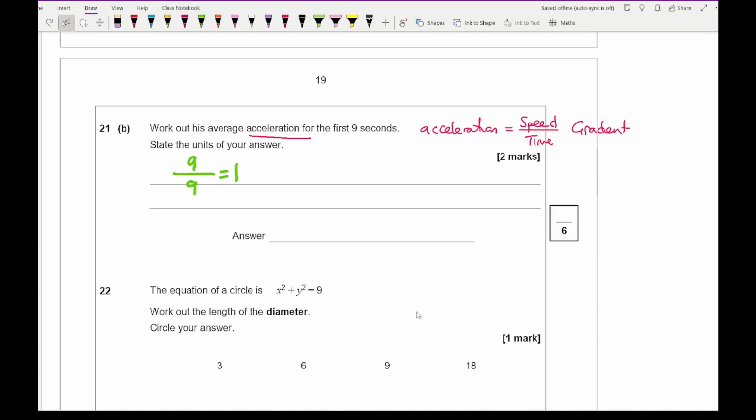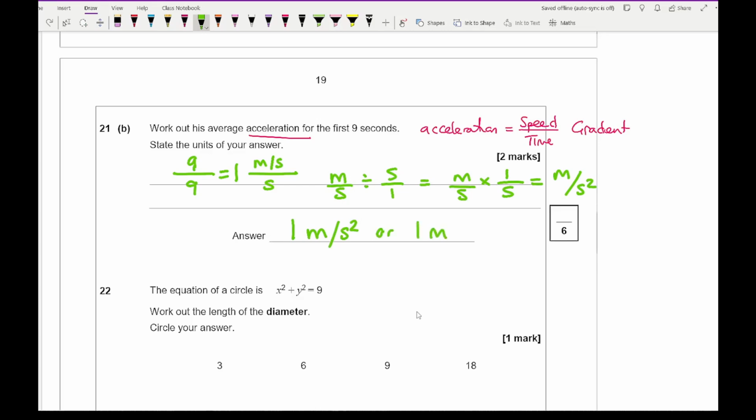Now for the units, the speed is measured in meters per second and the time is measured in seconds. So the units are going to be meters per second divided by seconds, which if I flip the fraction becomes meters per second squared. So the answer, you can either write it as 1 meter per second squared, or you can write it with a negative power, but I would say that one definitely looks a lot neater.